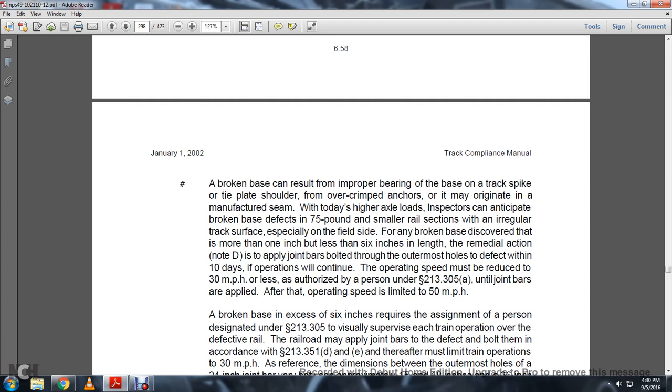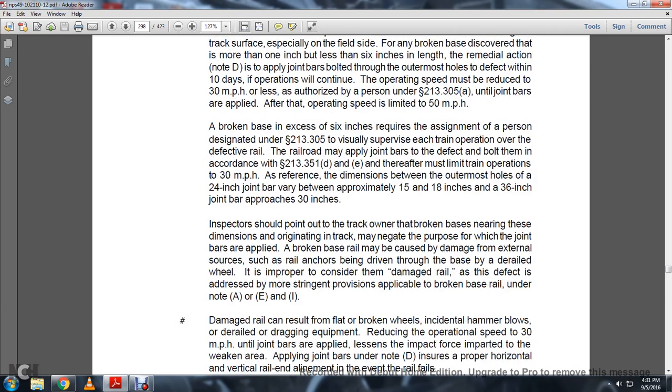Any broken base discovered that is more than 1 inch but less than 6 inches in length requires remedial action under note D: apply joint bars throughout the outermost of the defect within 10 days of the operation to continue. The operating speed must be reduced to 30 miles per hour, unless authorized by a person under 213.305A, until the joint bars are applied, after which the operating speed is limited to 50 miles an hour. A broken base in excess of 6 inches requires the assignment of a person designated under 213.305 to visually supervise each train operation over the defective rail.